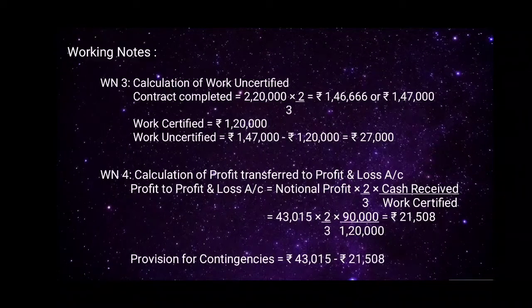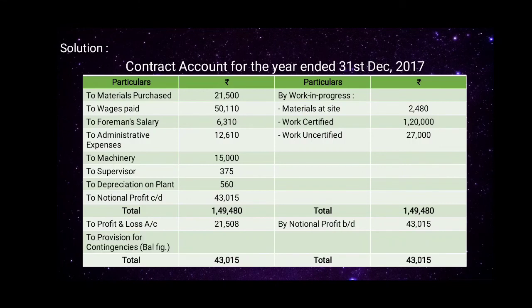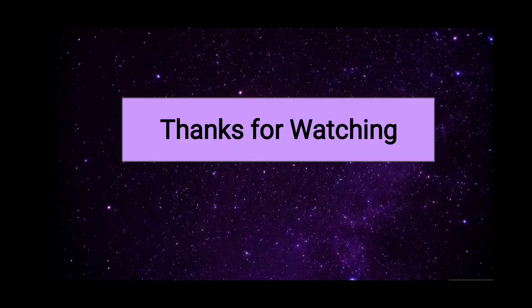So provision for contingency is equal to rupees 43,015 minus rupees 21,508, which is equal to 21,507. That is the balancing amount. So we'll record it in the contract account on the debit side. To profit and loss account, amount is 21,508. So the total of both the sides is 43,015 on the debit and credit side, and the balancing amount will be termed as provision for contingency, which is 21,507.